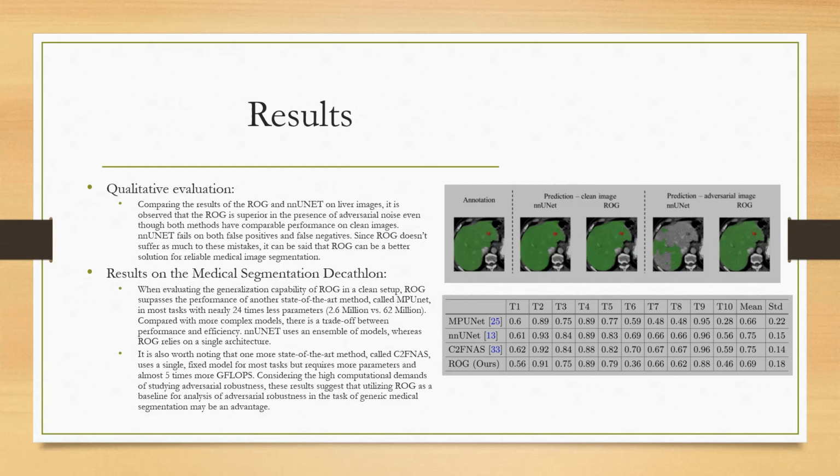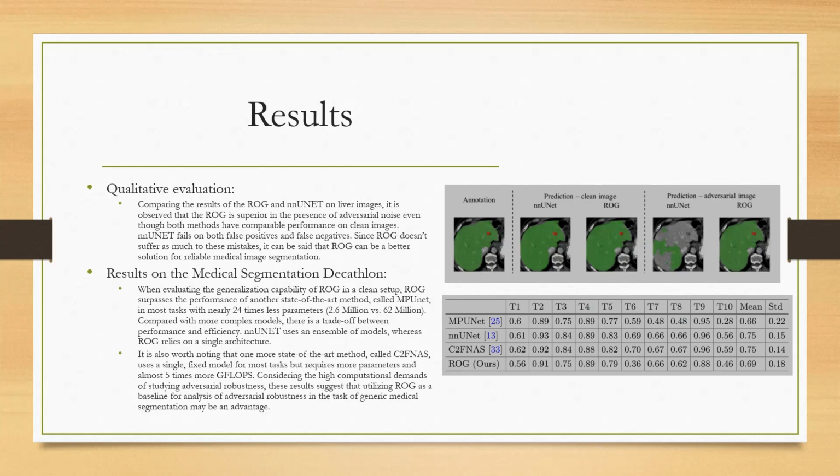ROG also surpassed other well-known models such as this one called MP-UNet in a clean setup, while also containing around 24 times fewer parameters. It's obviously a lot more efficient. And since nnU-Net uses an ensemble of models, and ROG relies on just one architecture, it's obvious as to why ROG might be more efficient.